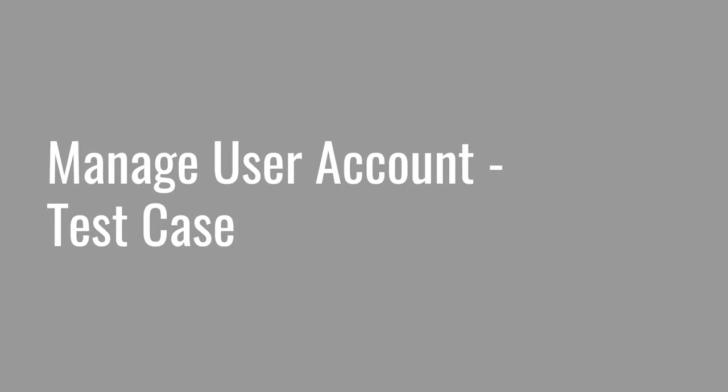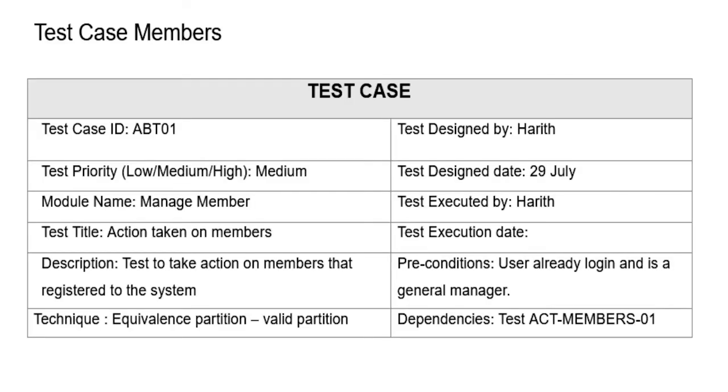Okay, then the manage user account test case. The test case ID ABT01, designed by HARITH, priority medium, module name manage members, test title action taken on members. The description is to test taking action on members registered to the system, technique equivalence partition. The precondition is the same: the user is already logged in and the general manager needs to have the administration ID. Dependency test SCT members 01.